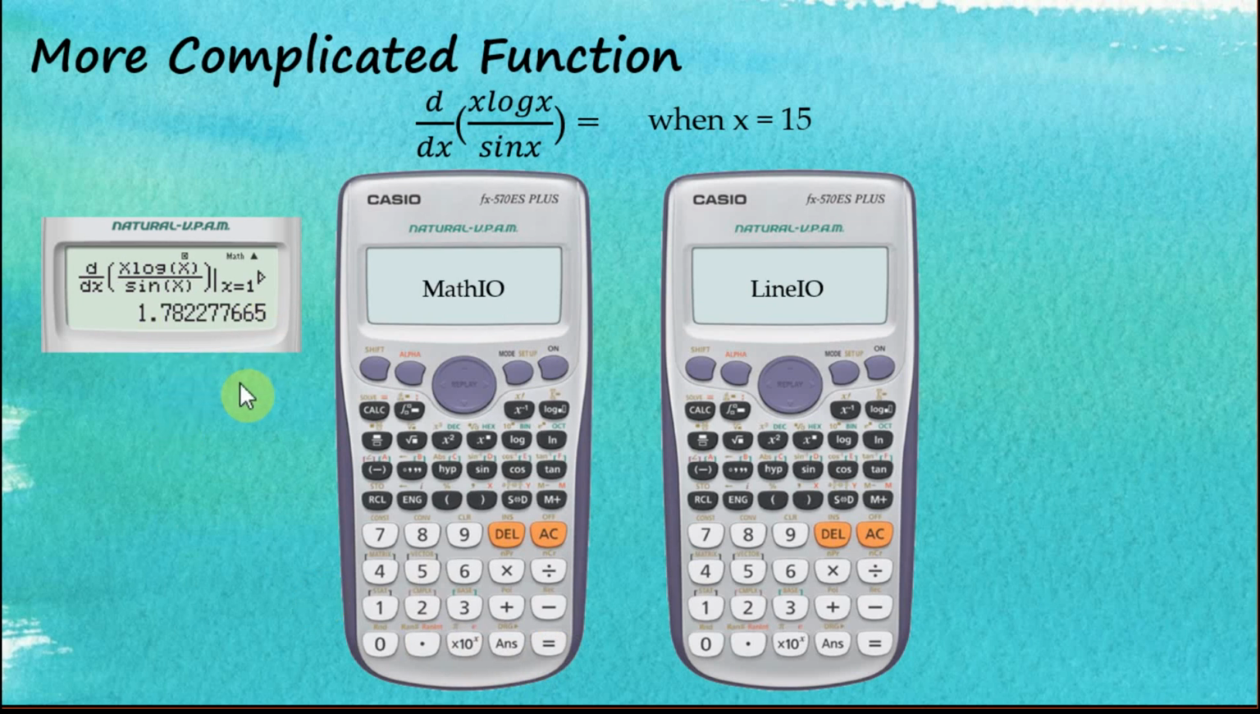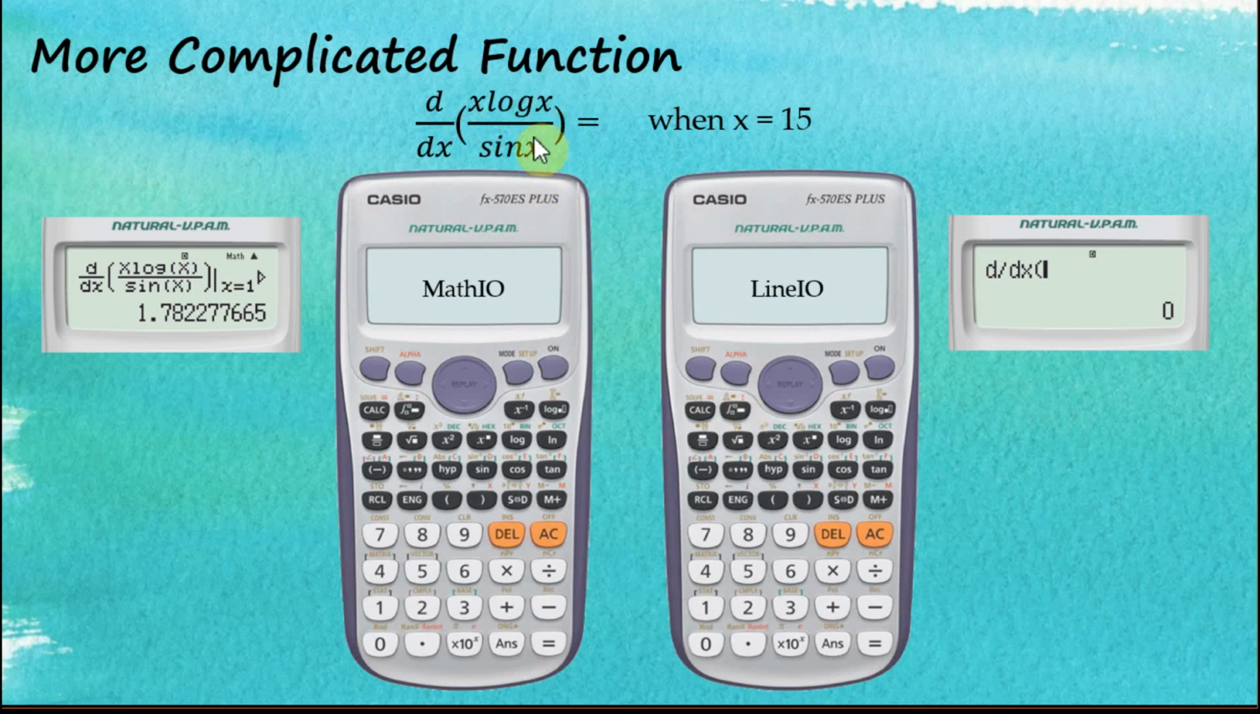Okay, how about this Linear input-output? For Linear input-output, we start with differentiation, and then let's key in the function. Now this one, we don't need to insert the container. We can straight away start with the numerator. Alpha x, log, x, and let's close the bracket, and then over, sine x, sine alpha x, and then close the bracket, and then comma, Shift comma, the differentiation point 15, 1, 5, and then close the bracket. So that's the answer.